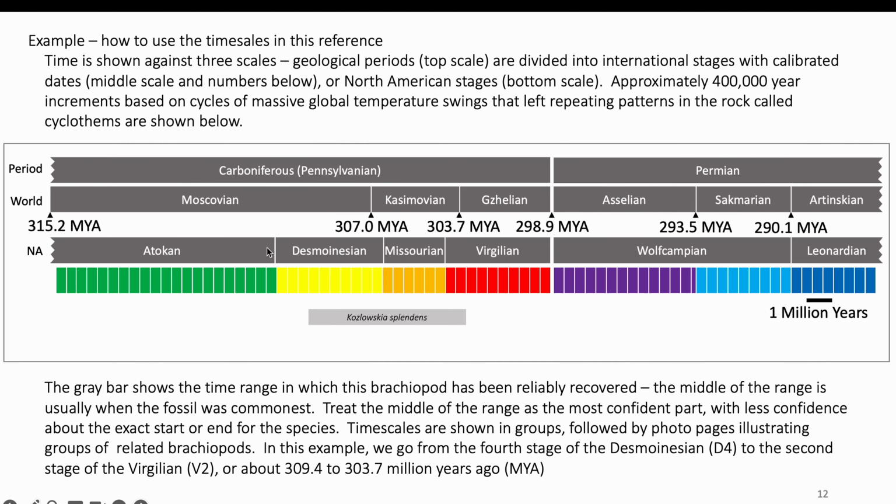Here's a little bit of that time. So here we have the international version. So Gzhel in Russia, Kasimov in Russia, and Moscow in Russia, the Moscovian. And then underneath this is the Bashkirian. And then if we're talking about the North American versions of these stages, we have the Virgilian, Missourian, Des Moines, Atokan, and the Morrowan is going to be underneath this.